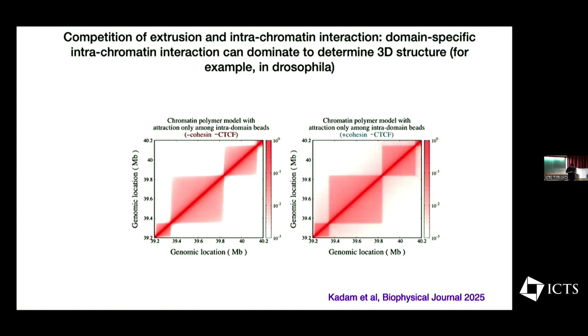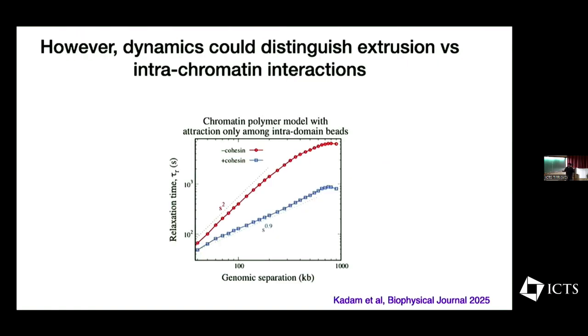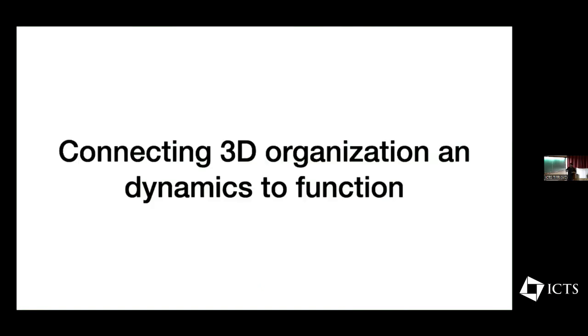And one can then study other aspects of how extrusion competes with intrachromatin interaction in a crude model. We studied that competition between extrusion and intrachromatin interactions. You can generate such contact maps without extrusion and with extrusion. The contact map would look the same, but our claim is that even though the contact map looks the same, the dynamics could be very different with and without extrusion. This is the claim for some regimes where extrusion and intrachromatin interactions compete. And in the last 1 minute, I'll just say a couple of examples where we can connect 3D organization to dynamics and function.